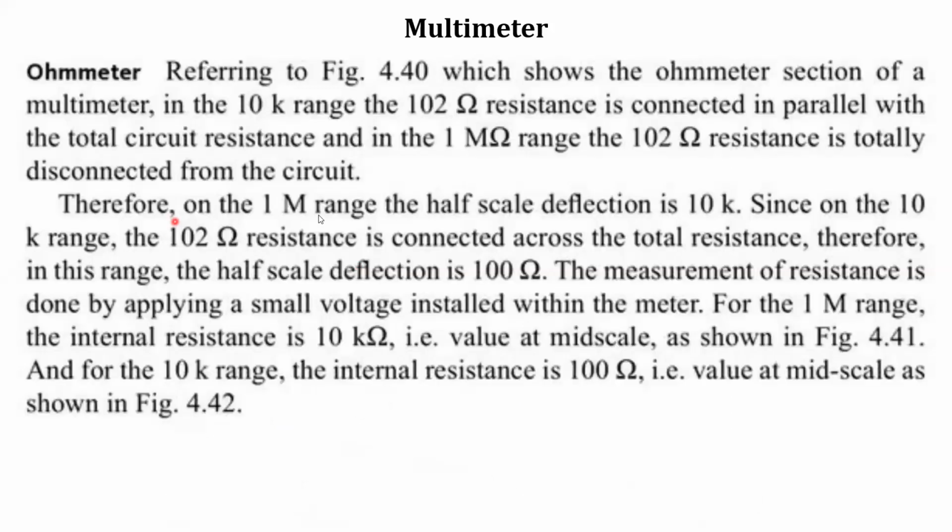Therefore, on the mega ohm range, the half scale deflection is 10k. Since on the 10k range, the 102 resistance is connected across the total resistance, in this range the half scale deflection is 100 ohms.